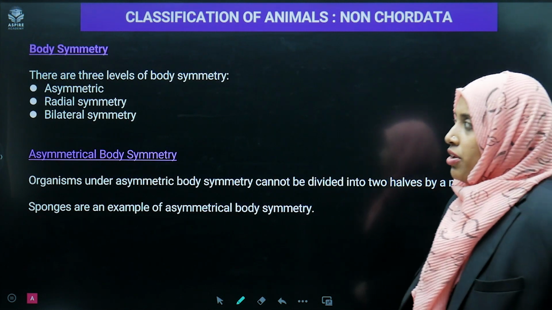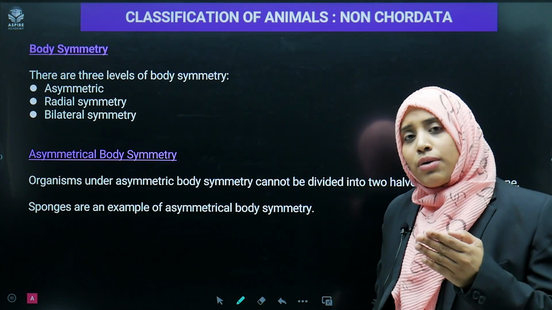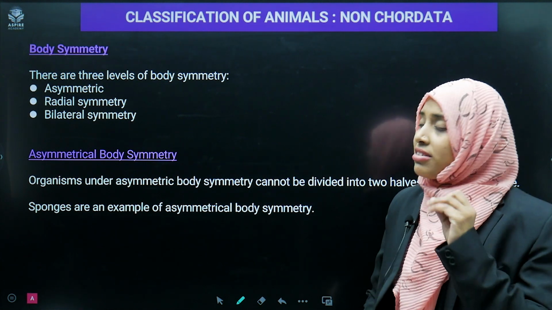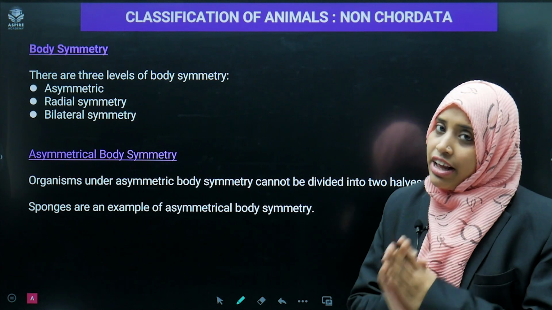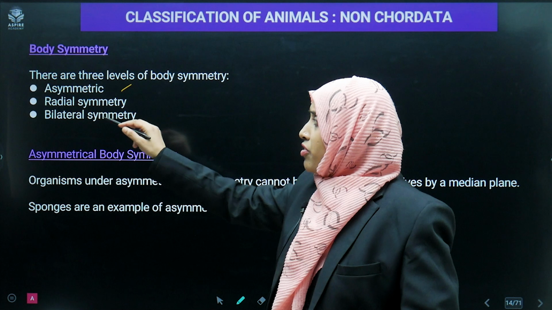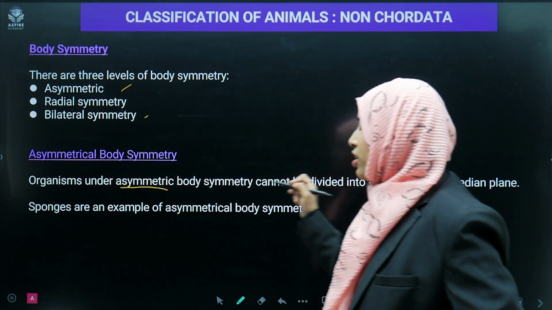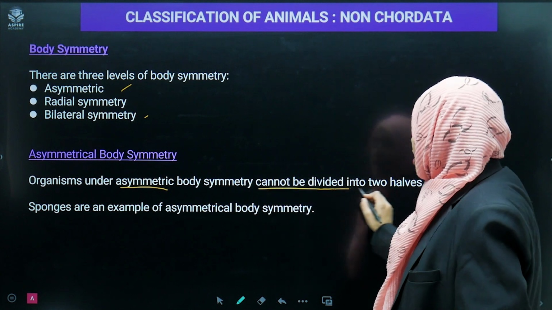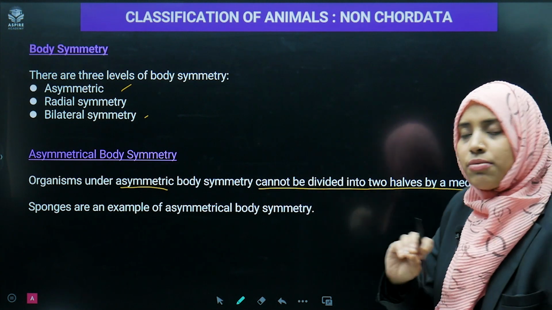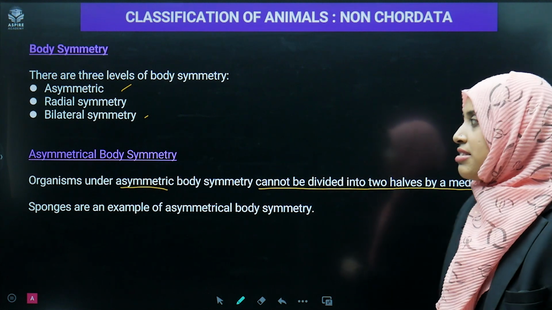Okay, now body symmetry. The body of the organism, or the body of the animal, may be asymmetric, where you cannot divide it into equal halves, so we will call it asymmetric, radial symmetry and bilateral. So what is asymmetry? Organisms under asymmetric body symmetry cannot be divided into two halves. Organisms cannot be divided if they have asymmetrical body symmetry.